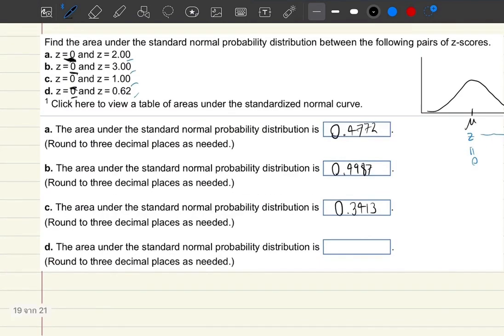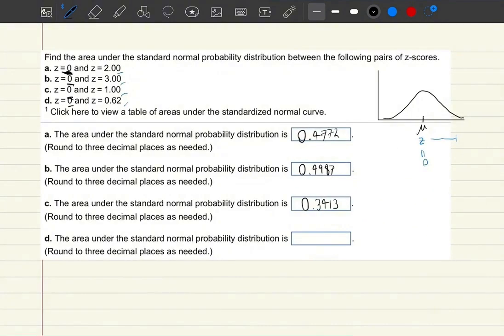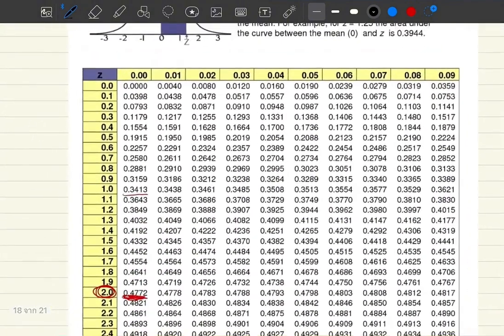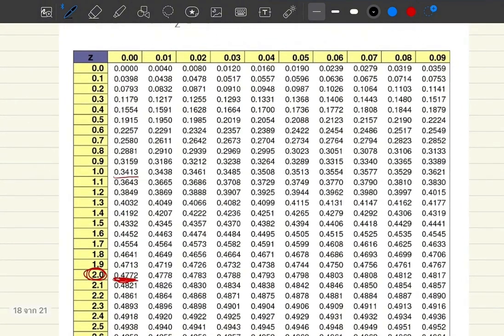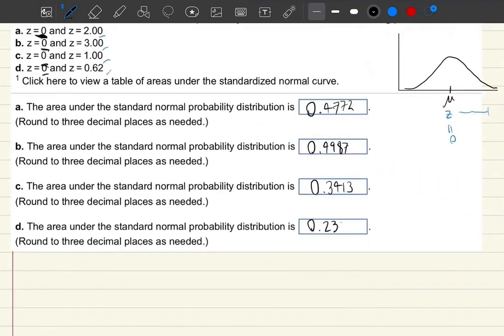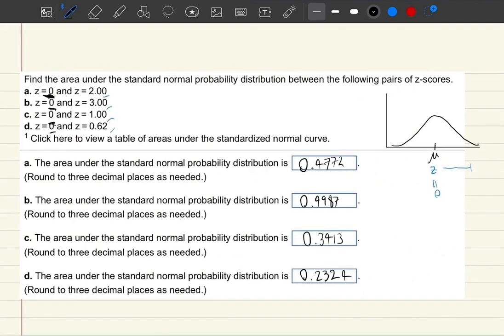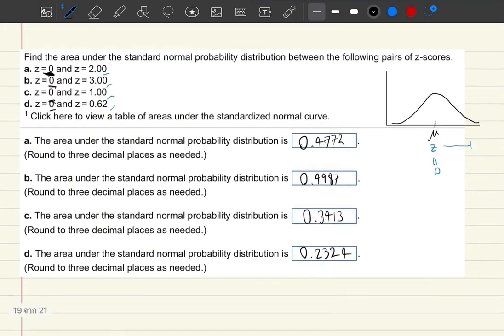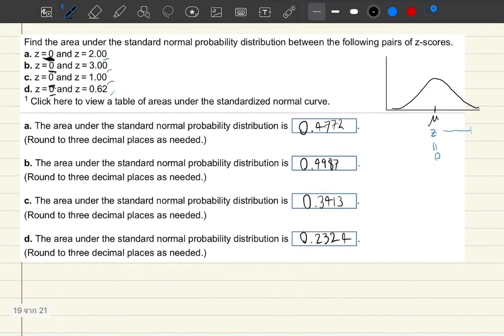And the last one is 0.62. Z equals 0.62, which is here. 0.6 is here. And 0.02 is over here. So it will equal to 0.2324. Okay, let's move on to the next one.